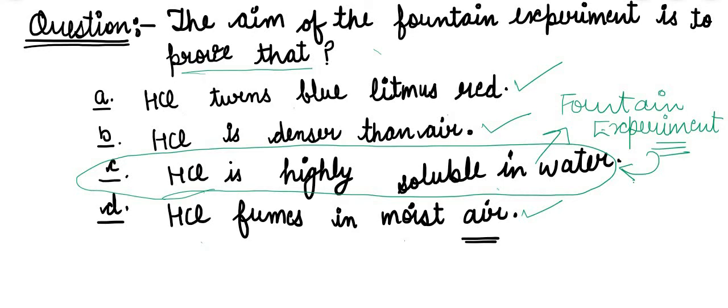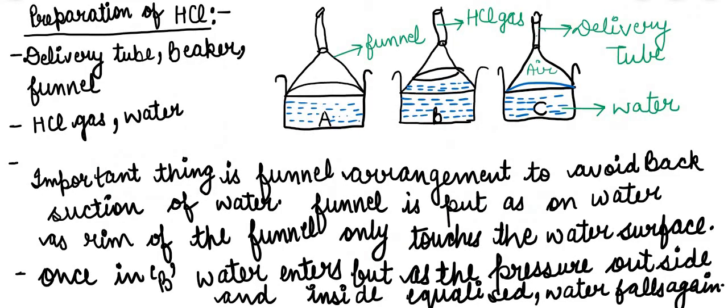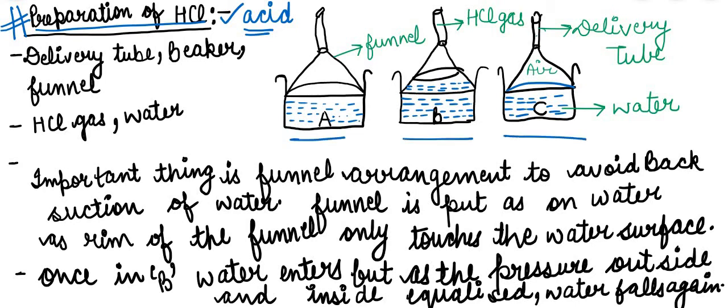Our next topic is the preparation of HCl. We are discussing the preparation part of this HCl, that is, hydrochloric acid. We are discussing its preparatory part. As you see, there are 3 figures present to explain the experimental setup.